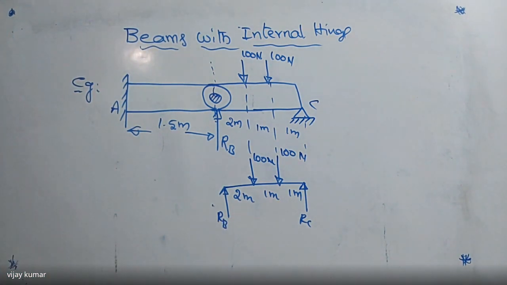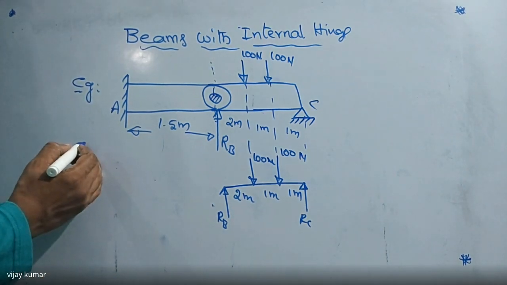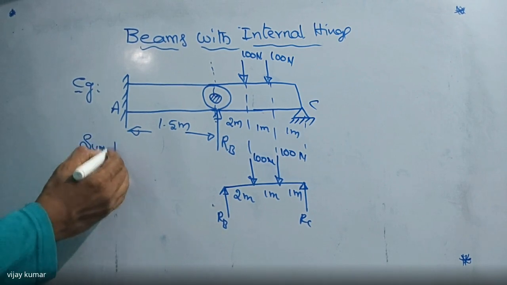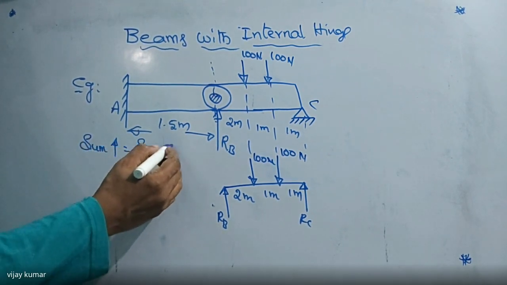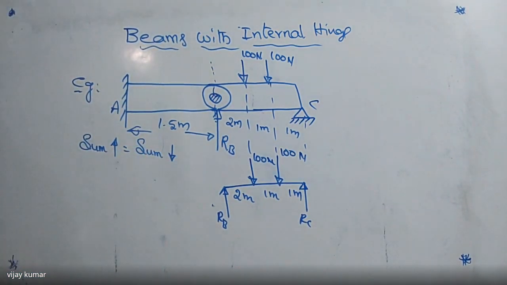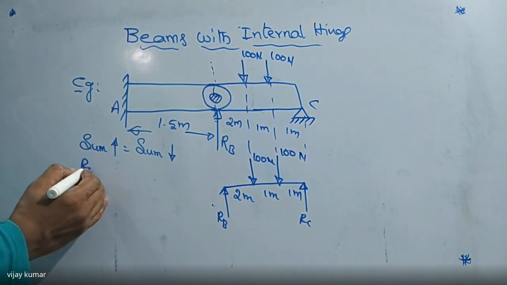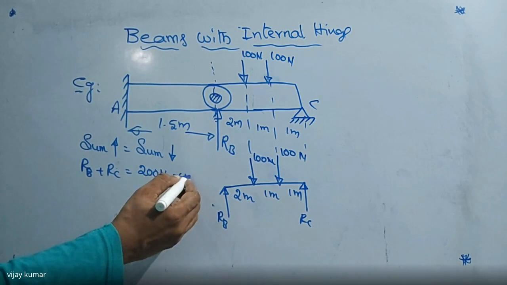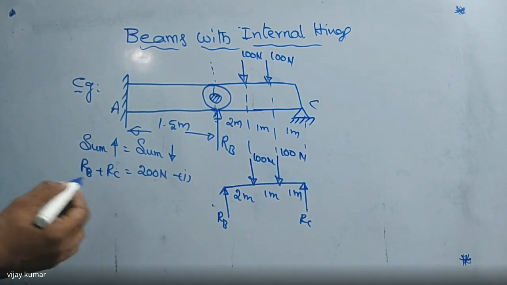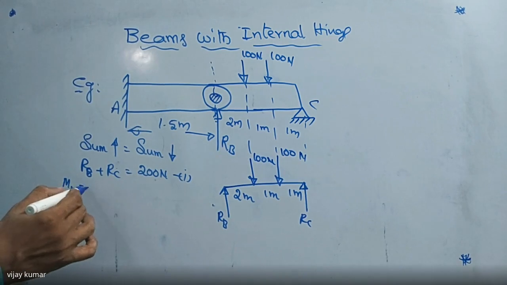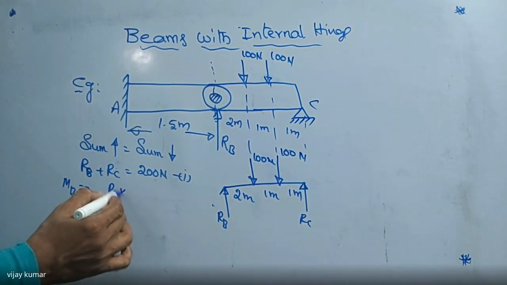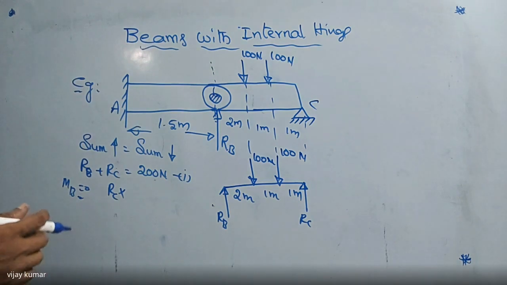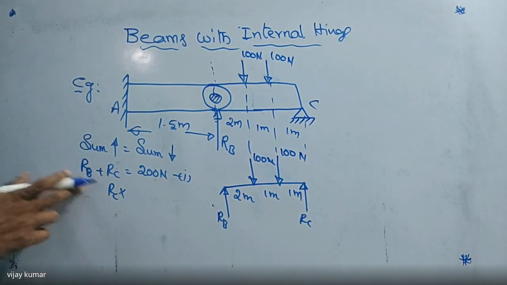Now we can apply the equilibrium conditions here. Sum of upward forces is equal to sum of downward forces. So what value do we get? RB plus RC is equal to 200 newtons. This is the first equation. And take moment about B equal to 0. Then RC into, or we can write moment about C directly, we can get it now. You got my point, right?